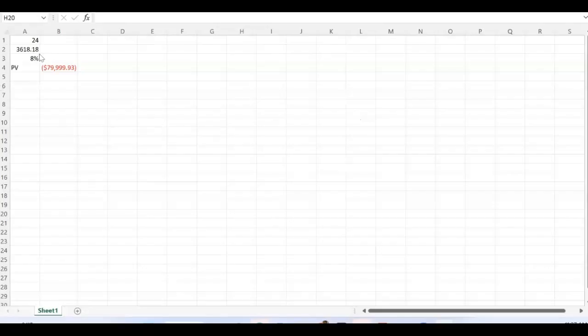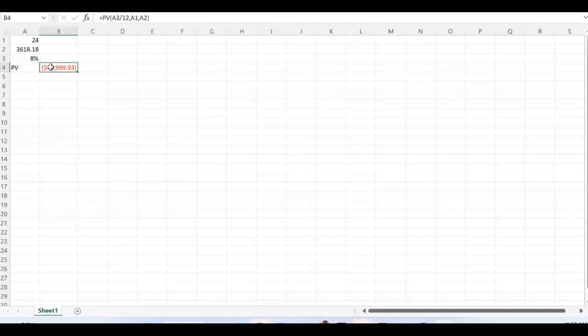Okay, so if I want to show you the same thing on Excel, I have it ready here so you can see. You go to Excel and you enter N24. The payment is $3,618.18, and the interest rate is 8%. And you want to know what is the present value of this lease today.